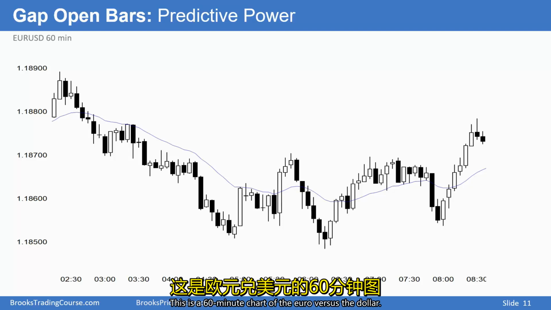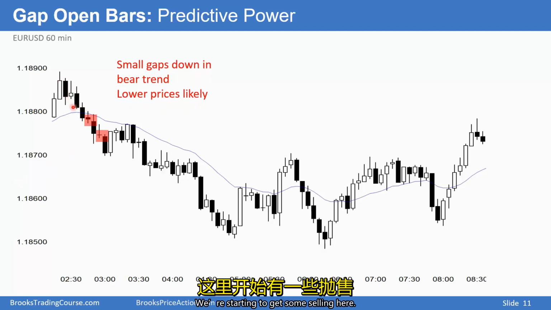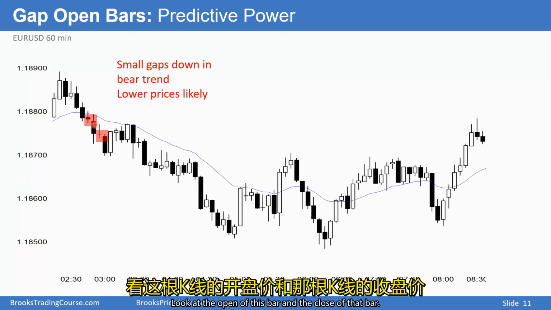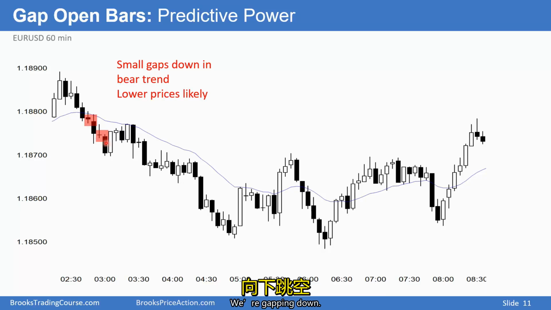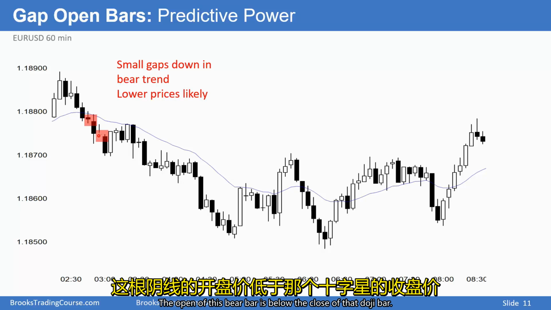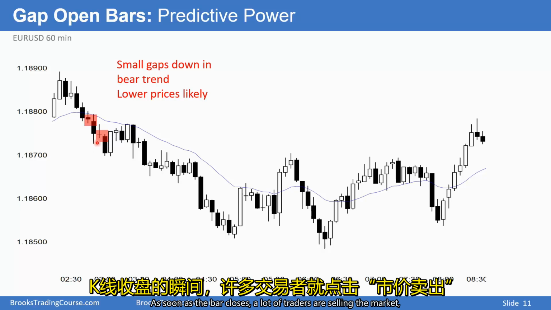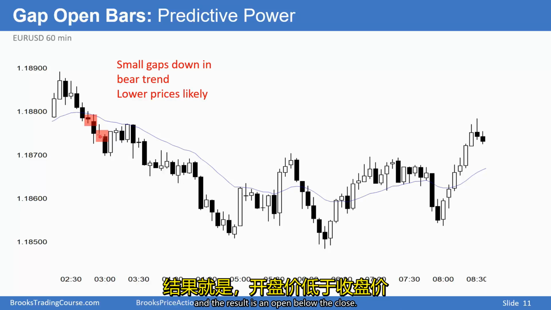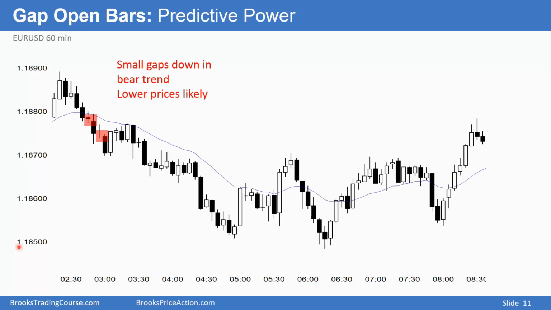This is a 60-minute chart of the euro versus the dollar. We're starting to get some selling here. Look at the open of this bar and the close of that bar. The open is below that bar's close. We're gapping down. The open of this bear bar is below the close of that doji bar. We're gapping down. Very eager bears. As soon as the bar closes, a lot of traders are selling the market, and the result is an open below the close. It's a sign of selling pressure, and it increases the chances that the market will go lower.